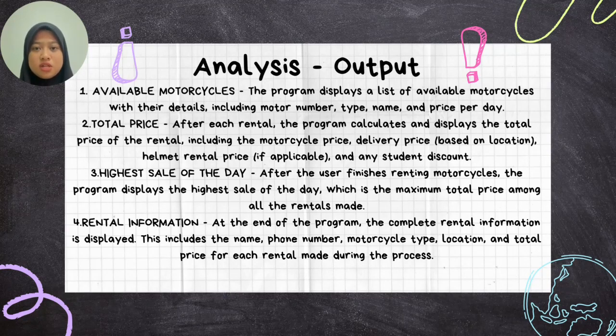After the user finishes renting motorcycle, the program displays the highest sale of the day, which is the maximum total price among all the rentals made. Lastly, at the end of the program, the complete rental information is displayed. This includes the name, phone number, motorcycle type, location, and total price for each rental made during the process. For this one, we use a statement to display all the rental information.